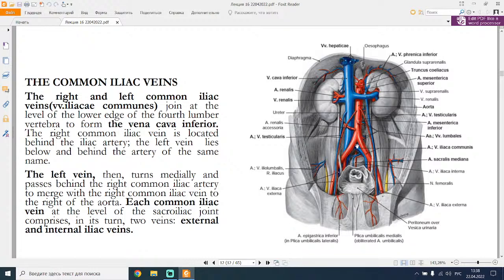The left vein then turns medially and passes behind the right common iliac artery to merge with the right common iliac vein to the right of the aorta. Each common iliac vein at the level of the sacroiliac joint comprises in its turn two veins, the external and internal iliac veins.